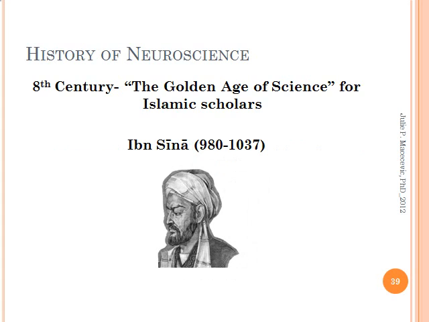Another Islamic scholar, Ibn Sina, known as the Prince of Physicians, reportedly wrote over 100 books, including a standard reference text called the Canon of Medicine, in which he describes tuberculosis and distinguished meningitis from other neurological conditions.